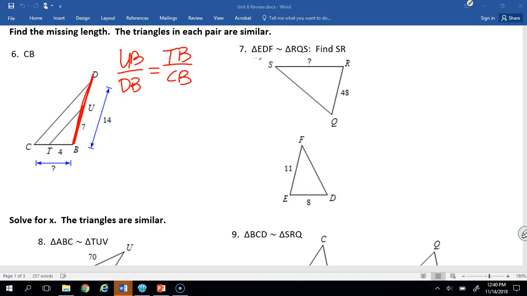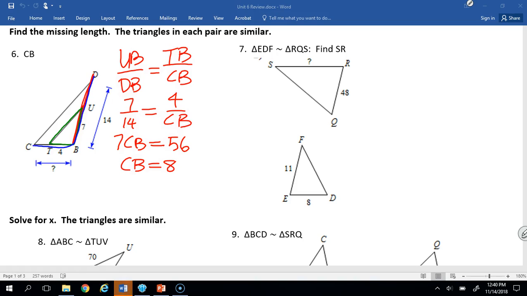Now I'm just going to substitute numbers in for this. That's going to be 7 over 14 equals 4 over CB. We're just going to cross multiply. So that's going to be 7CB is equal to 4 times 14, which is 56. And 7 goes into 56 8 times. So CB is equal to 8. Again, when we do this problem, we're talking about a little triangle over a big triangle. That's how we did that problem.